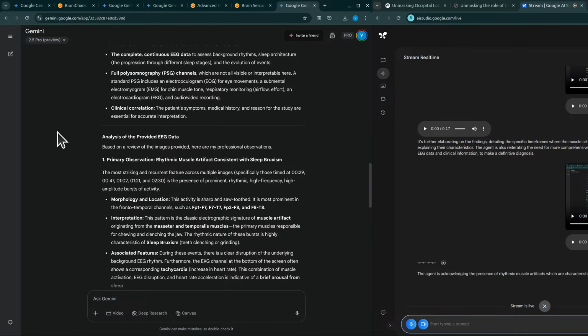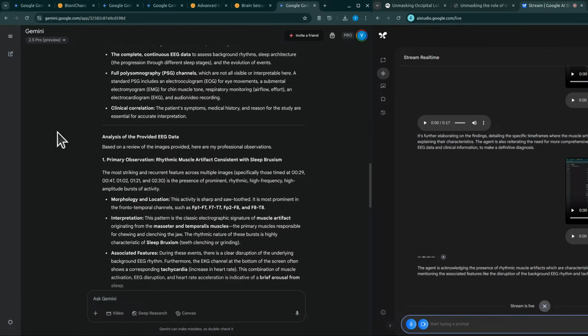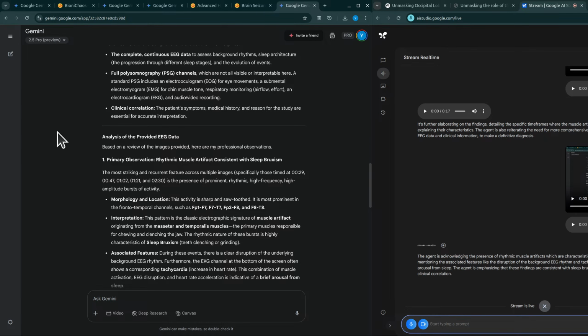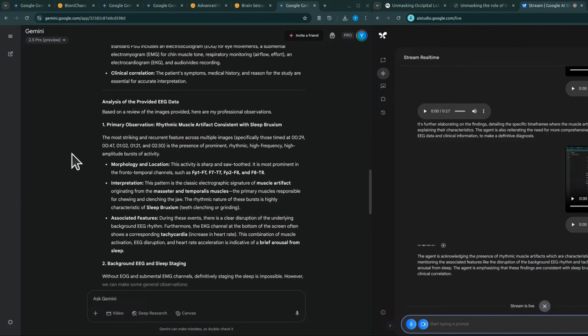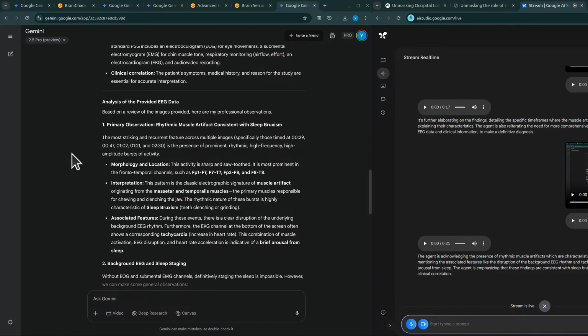The agent is acknowledging the presence of rhythmic muscle artifacts, which are characteristic of sleep bruxism. It's also mentioning the associated features, like the disruption of the background EEG rhythm and tachycardia, suggesting a brief arousal from sleep. The agent is emphasizing that these findings are consistent with sleep bruxism, but still require further clinical correlation.